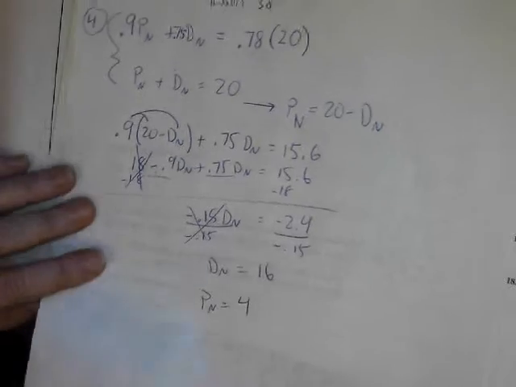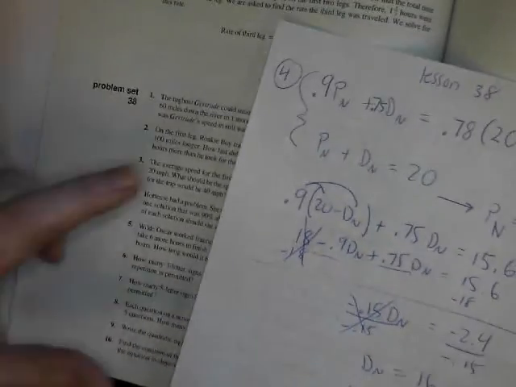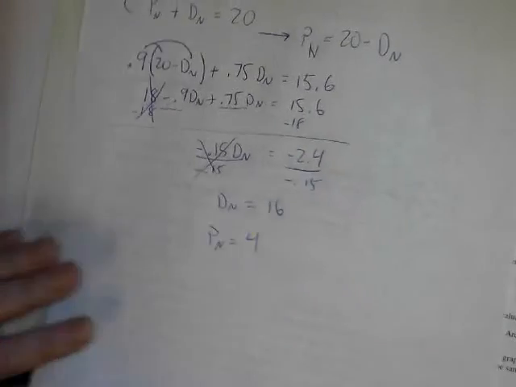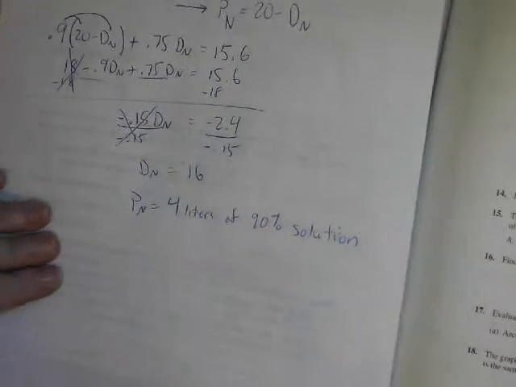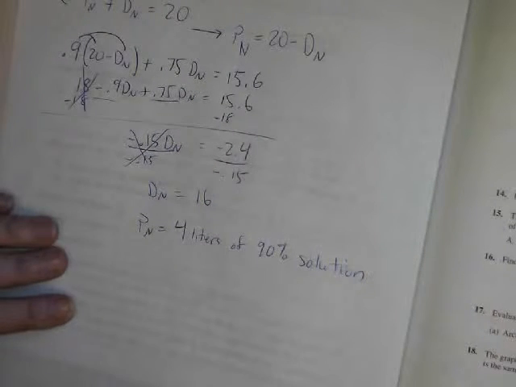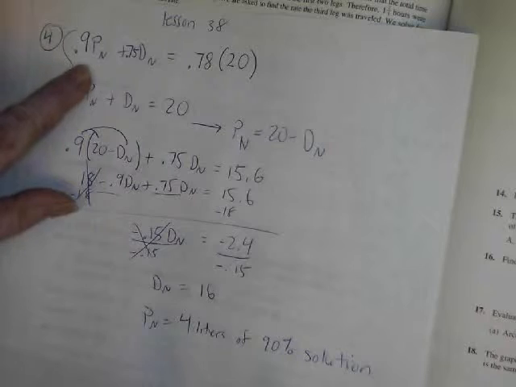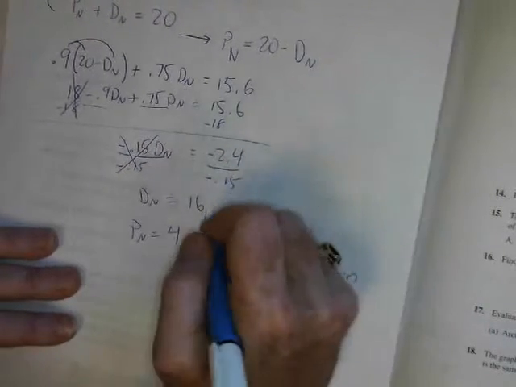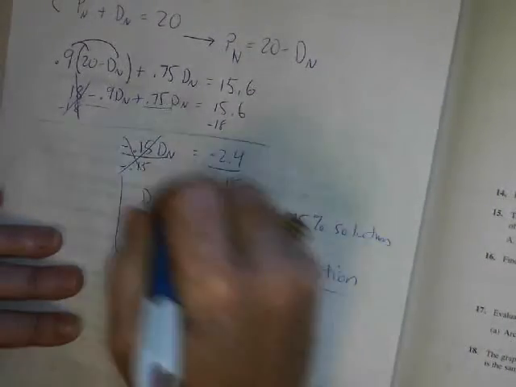Now I forgot what the question asked, so now I'm going to go back and look at the question. It was number 4. How many liters of each solution? Now I called the 90% solution P sub n. You should answer the question they ask. So that P sub n, I can tell P sub n was the 90% stuff because my P sub n has a 9 on it, and so that would be the 75% solution. So you can just kind of, that can be your answer right there.